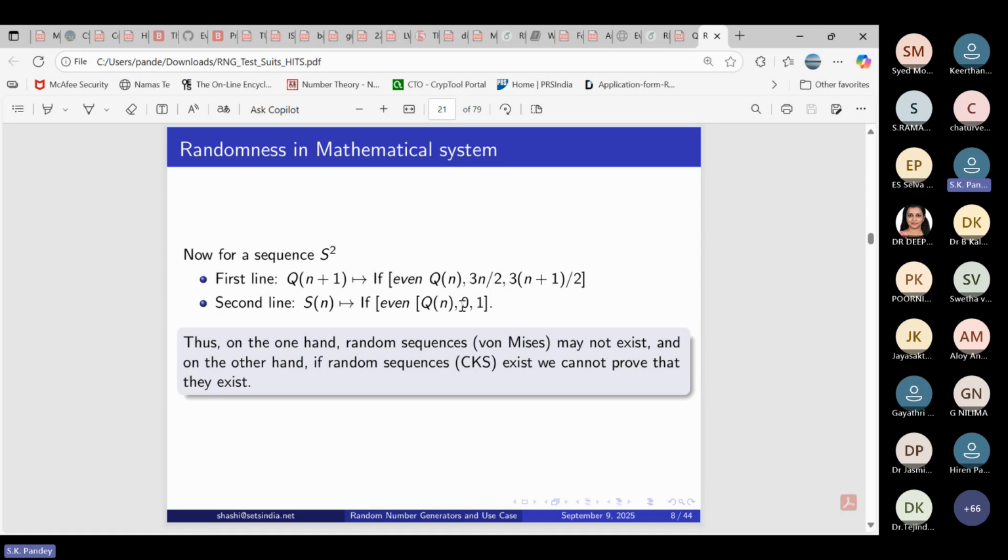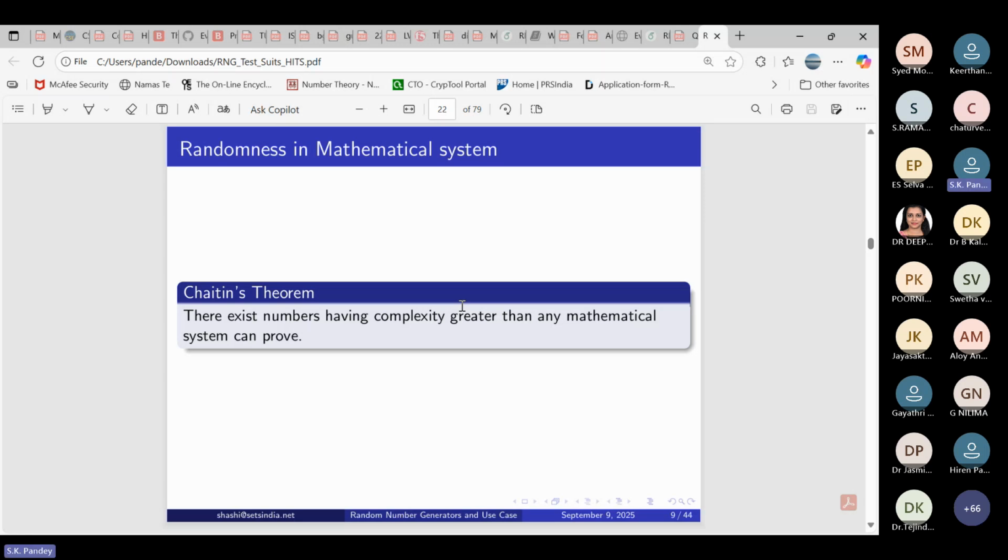At some certain level, some logic will come which will define those sequences. And on the other hand, random sequences exist, but we cannot prove that they exist. Means the second case is the CKS case. So ultimately, it came in the form of a theorem. It is a very famous theorem: there exist numbers having complexity greater than any mathematical system can prove. So you can't say that a given mathematical system is complete and can do everything.